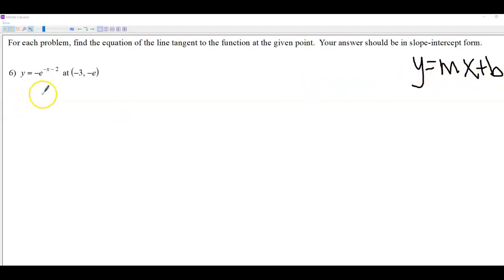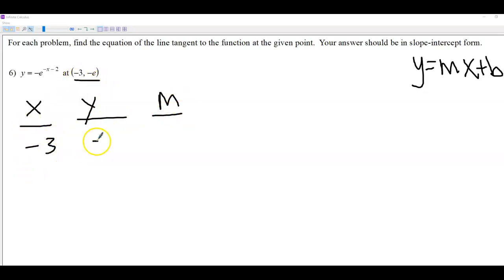So to do a tangent line, you need a couple things. You need an x, you need a y, and you need a slope. Now, they've already given us the x and the y. Those are right there. My x is negative 3. My y is negative e. Now, to find our slope, we need to find the derivative of this function.